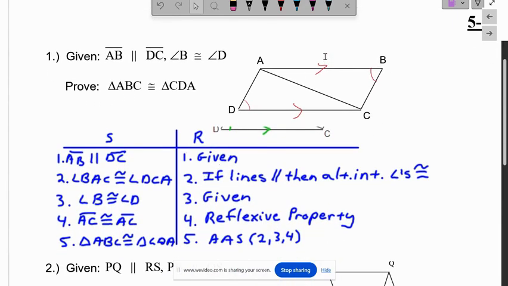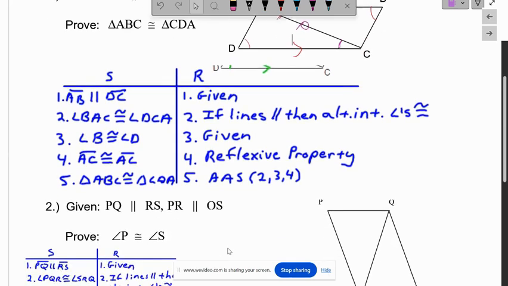So we're given that we have parallel lines, and then one of our big things is if parallel lines, then alternate interior angles are congruent. So that would be BAC and DCA. So those two angles right there are indeed congruent. And then the other given was that angle B is congruent to angle D. And then we have the reflexive property that AC is congruent to AC, which means we have enough to prove that those two triangles are congruent by angle, side. So yeah, there's that first proof.